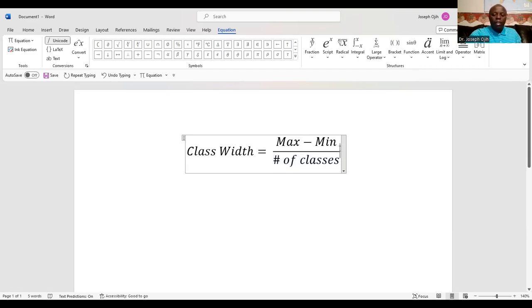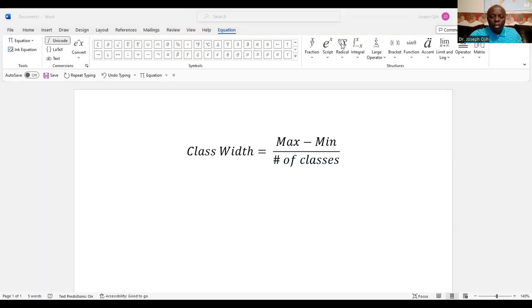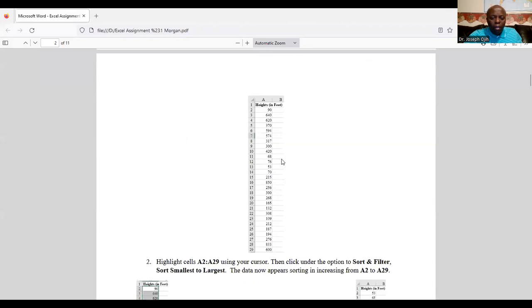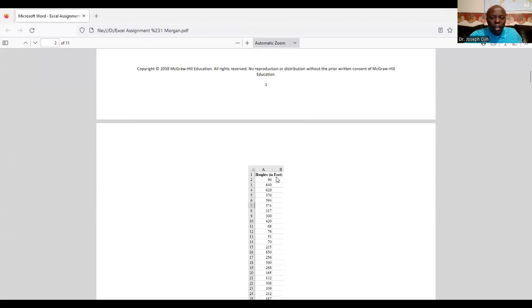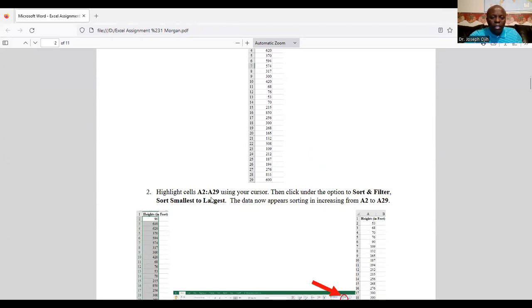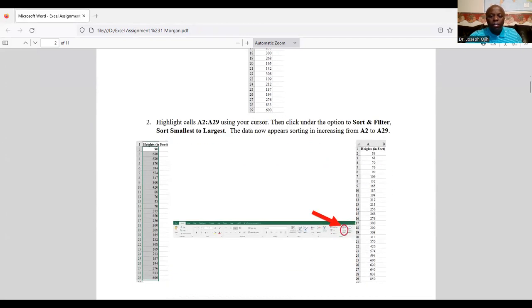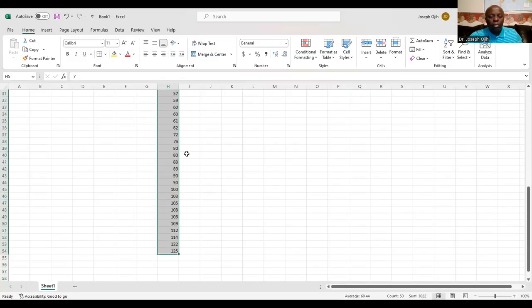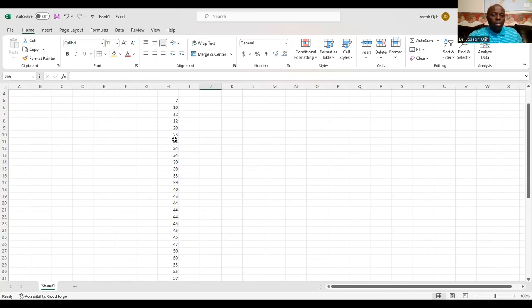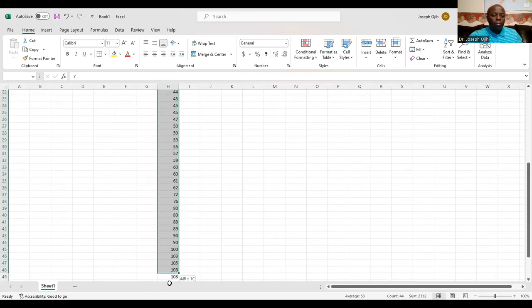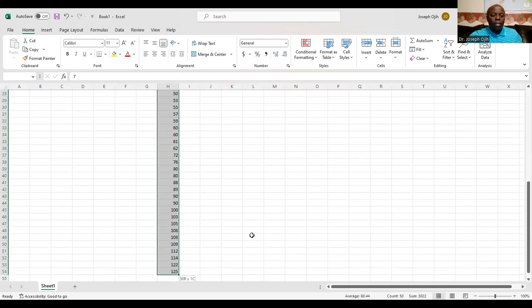Let me see what they have in the assignment, basically, so we can just follow it from there. From the assignment, it says highlight, okay? Highlight it, and sort and filter from smallest to largest. We just did that here. See, we sorted it from smallest to largest, right? Okay, we sorted it. Now, next step.